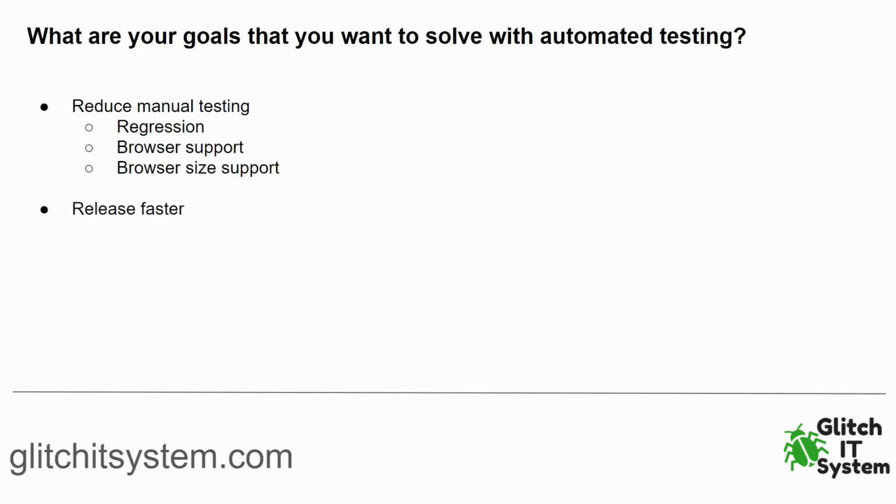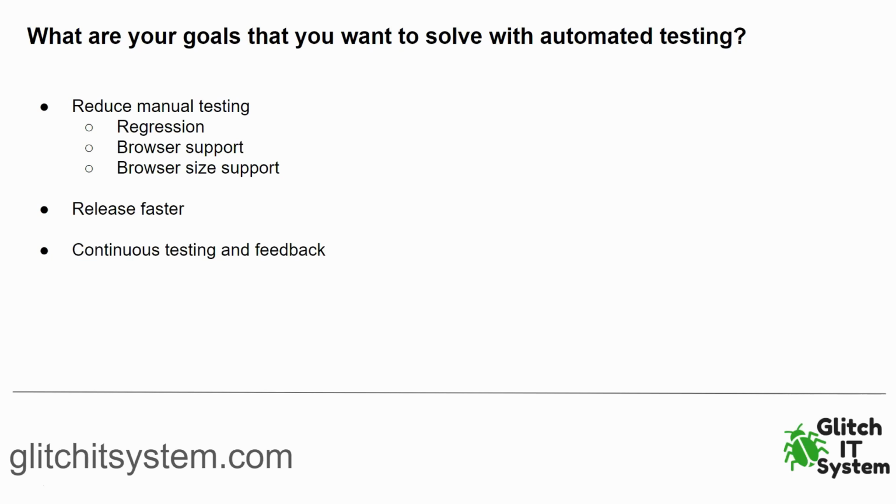Another goal might be you want to release faster. Testing takes time, and the larger your product is, the more regression tests you have, which means that the longer you have to test. So automating testing would allow you to test faster, and thereby letting you release faster.